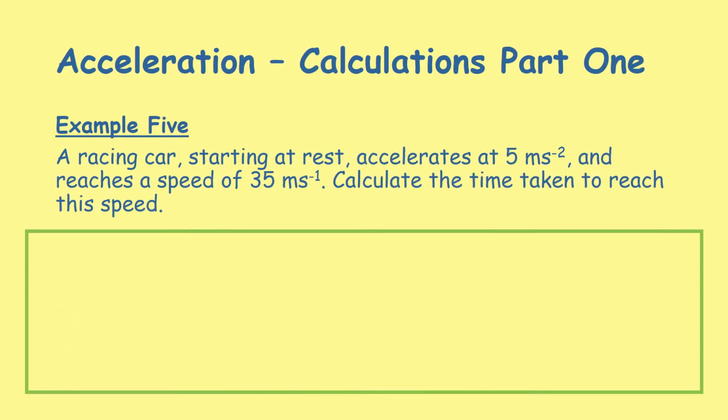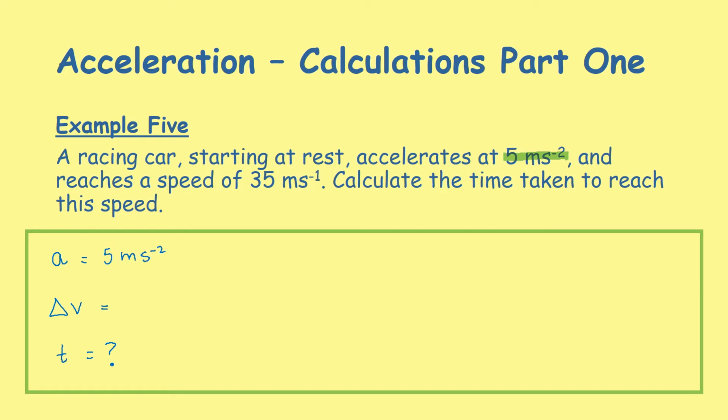Example 5. A racing car starting at rest accelerates at 5 meters per second squared and reaches a speed of 35 meters per second. Calculate the time taken to reach this speed. So this time it's the time that we're calculating. So putting down our values, we can put a question mark next to our time. Our acceleration comes from the question, that's 5 meters per second squared.